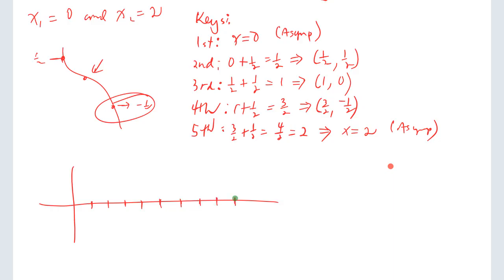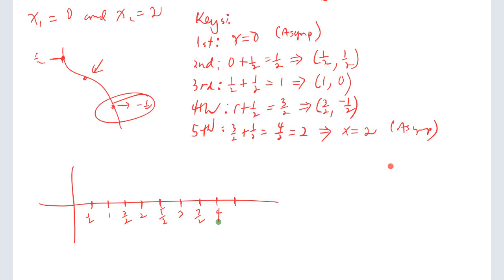So the first point here would be, of course, 0, and then next is 1 half, and then 1, and then 3 over 2, and then 2, and then we have 2 plus 1 half, which is 5 over 2, plus 1 half is 3, and then plus 1 half is 7 over 2, plus 1 half we have 4.